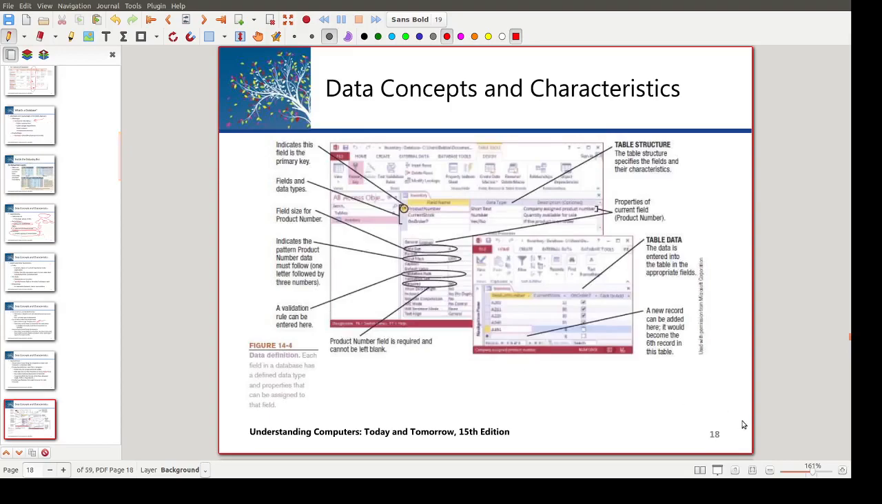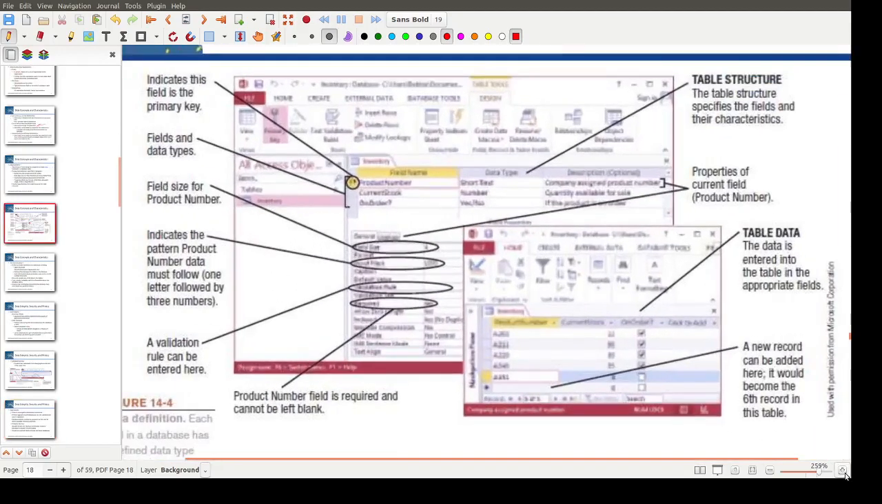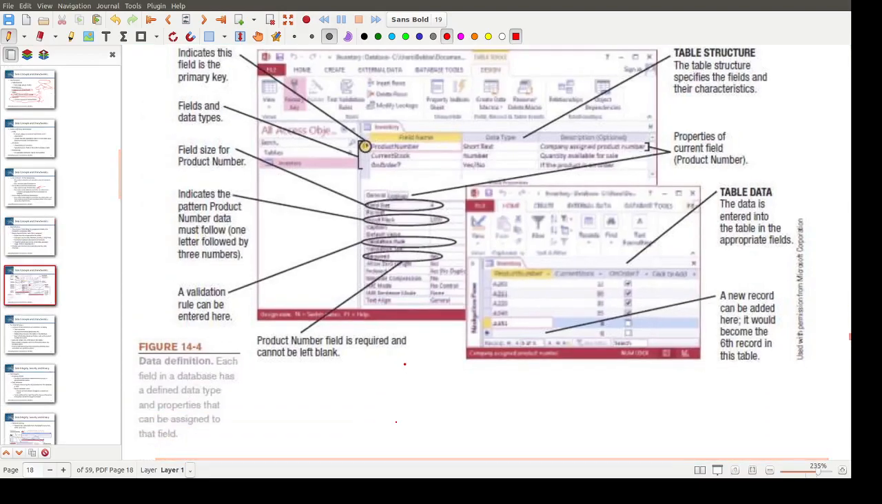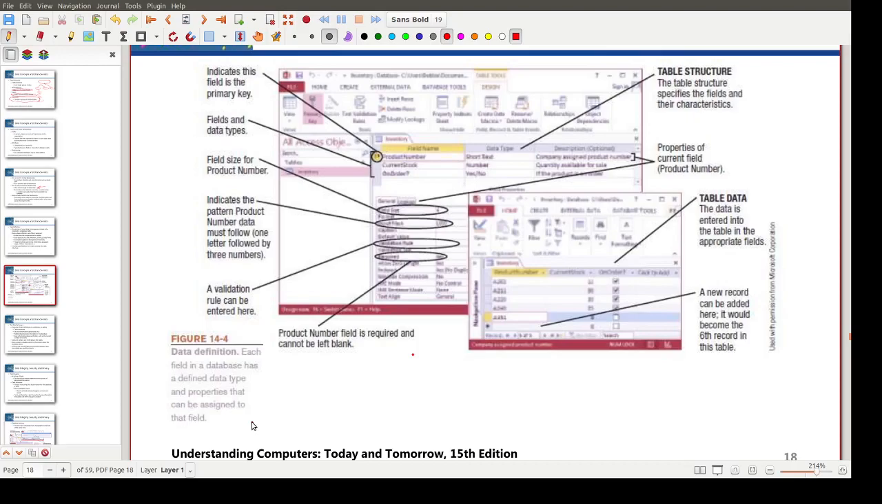And here this figure shows you the table structure. Unfortunately, the images are not of the best resolution. So the product number field is required and cannot be left blank. So you define these properties, and this is a table. The data is entered into the table in the appropriate fields, and new records can be added. This is taken from Microsoft Access screens. If you have Microsoft Access on your computer, you can try to play with this for fun.